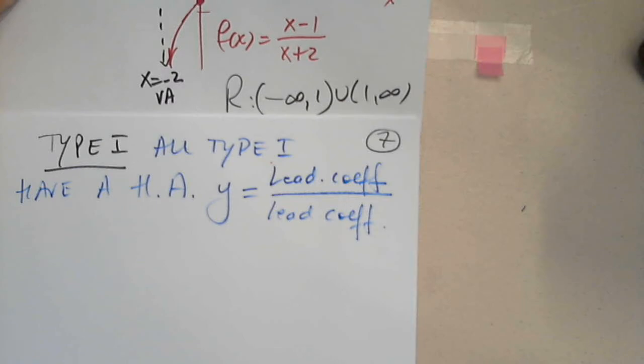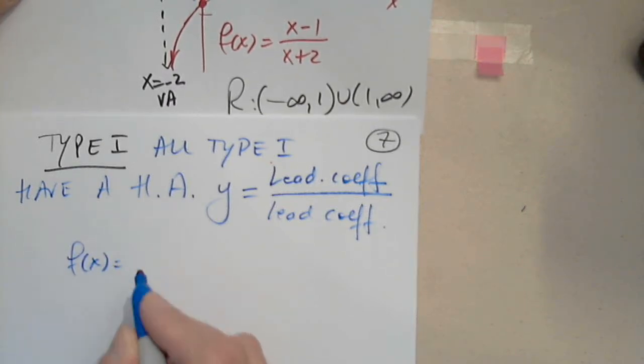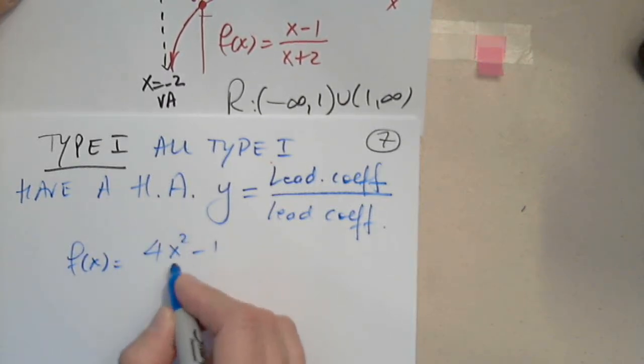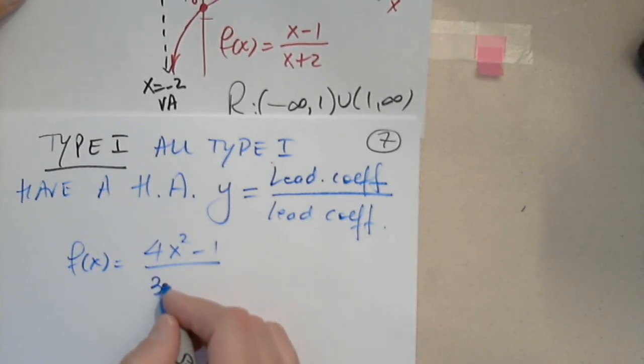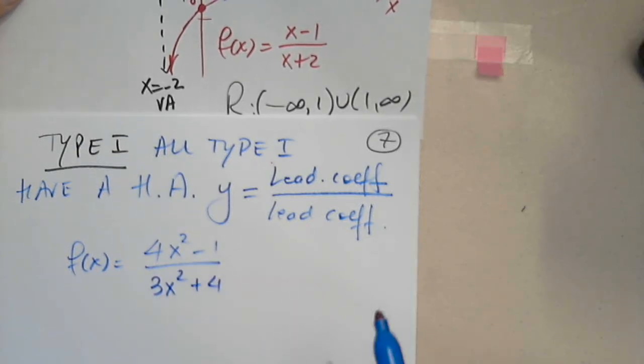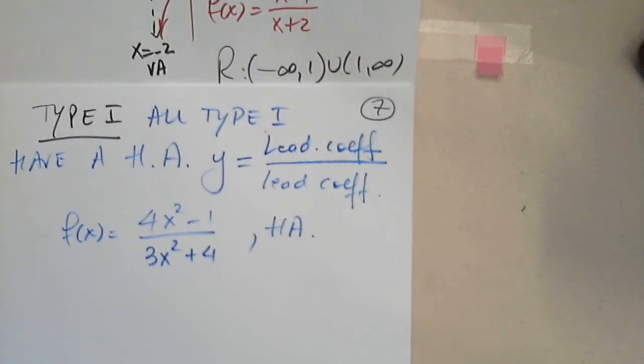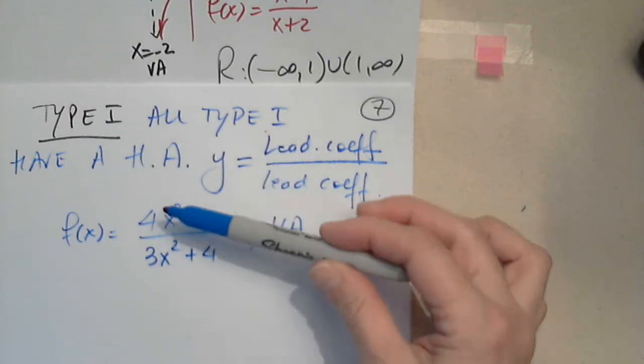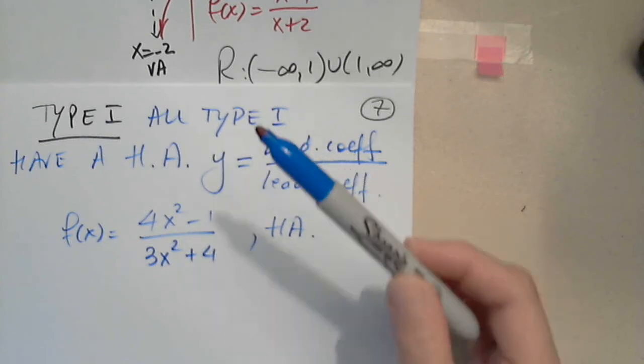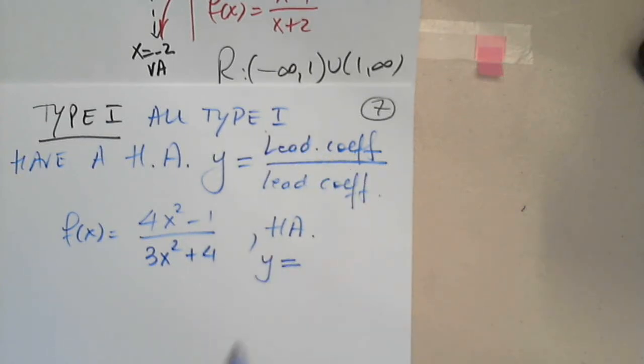So for example, if I give you the function (4x squared minus 1) over (3x squared plus 4), and I ask you, does it have a horizontal asymptote? You will say yes, it's type 1. It has a horizontal asymptote. It's the same degree over the same degree, type 1. And what is the horizontal asymptote? What will you answer? 4/3. Thank you very much. The horizontal asymptote is y equals 4/3.